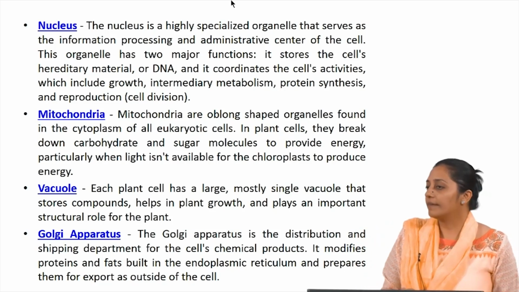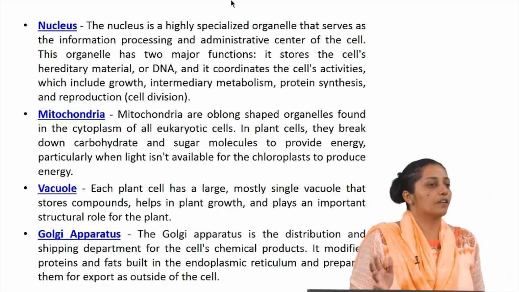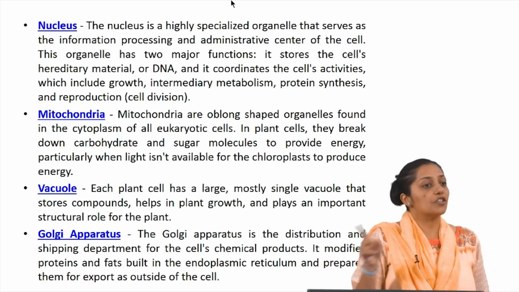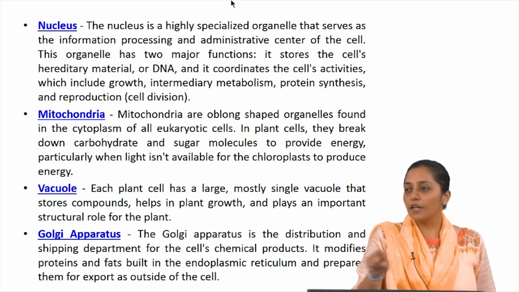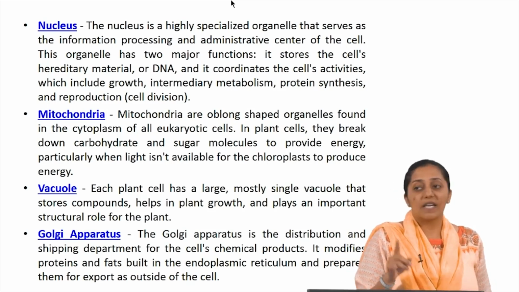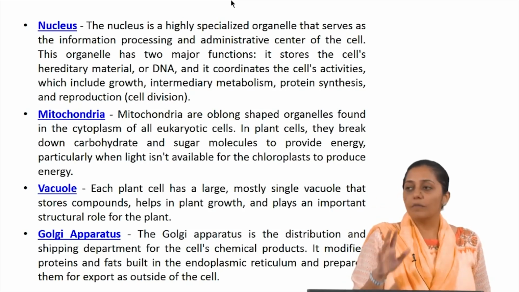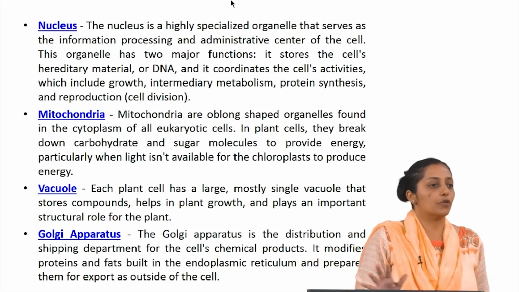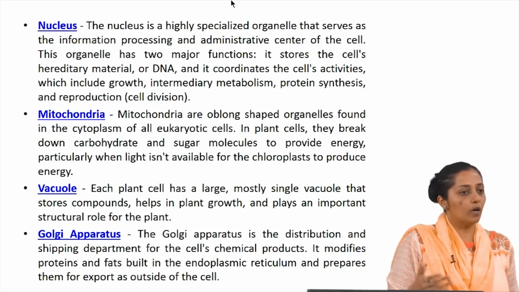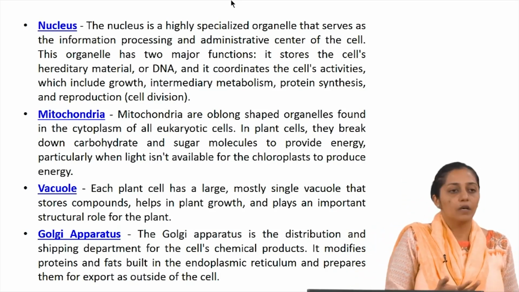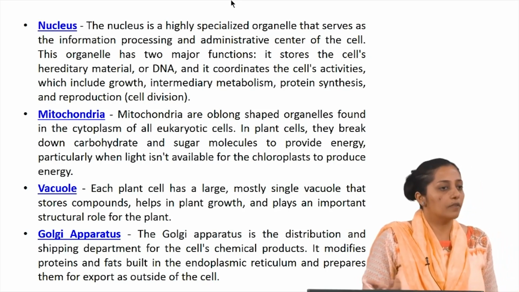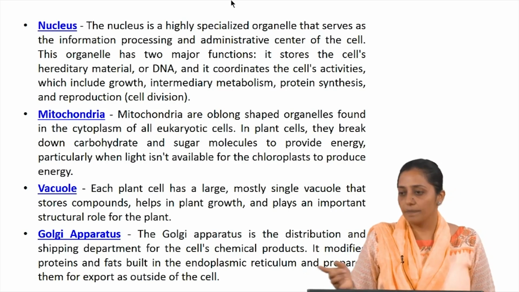Then mitochondria, the energy center of the cell. Now in plant cells, when light energy is not available, mitochondria is the organelle which caters to energy generation. In the presence of light, the majority comes from chloroplast, your photosynthesis, ATP generation, and reducing power even, which is then utilized for synthesis of carbohydrates in dark reactions.